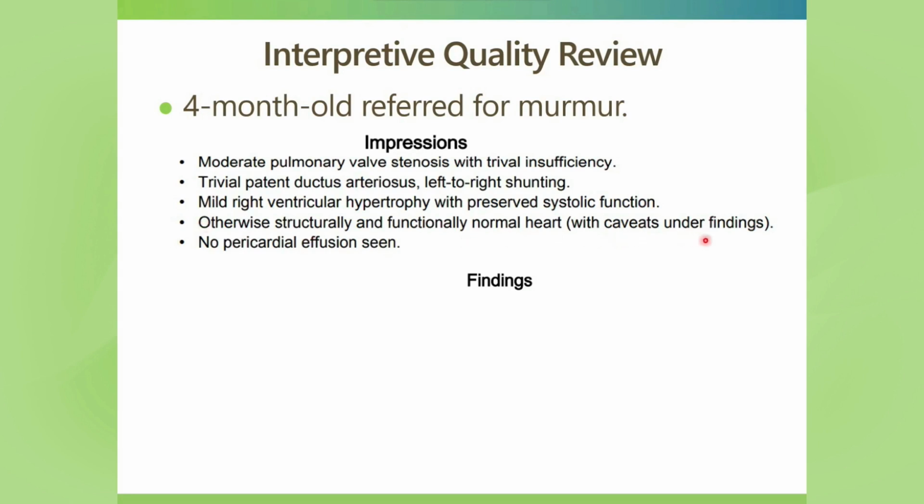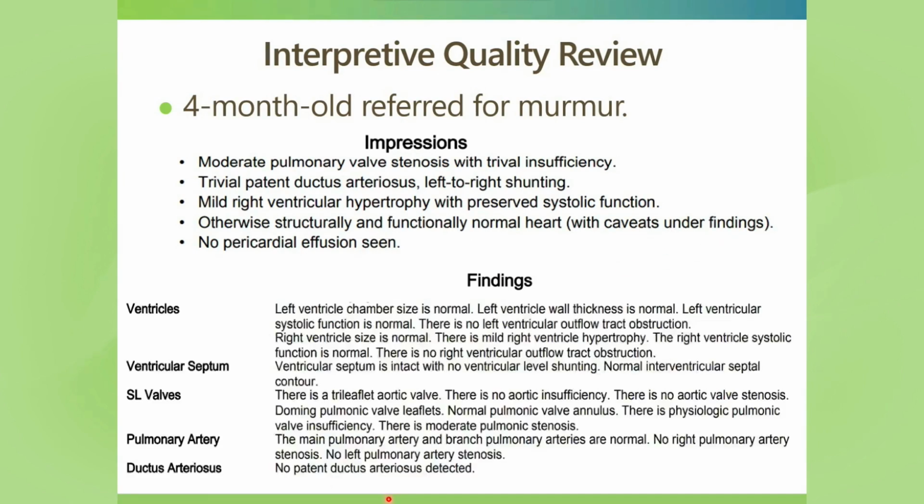So I can see they probably free texted this. I'm not sure that this is something that comes in your structured report, but that's something you would want to consider. So since they said there's caveats under findings, let's take a look at the findings. So let's just focus on two things. The semilunar valve section. So up at the top, we said there was moderate pulmonary valve stenosis with trivial insufficiency.